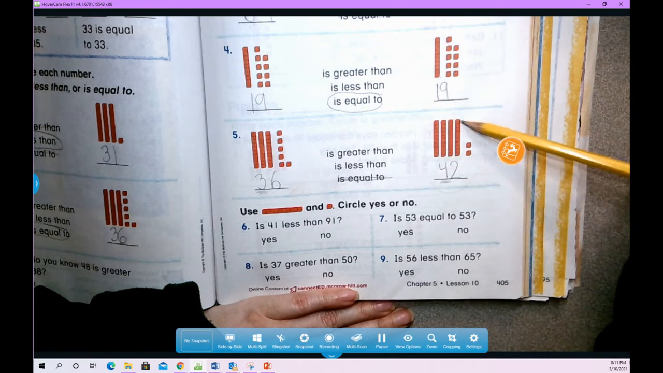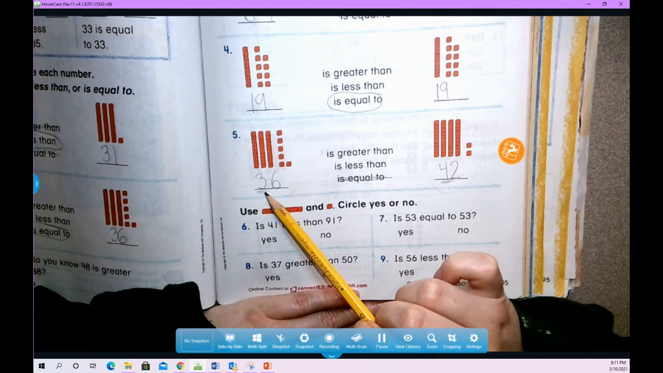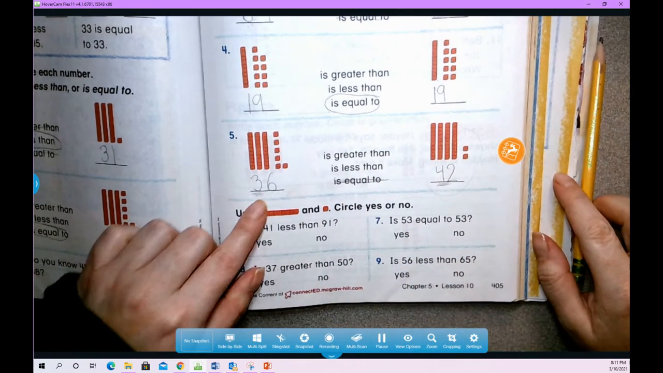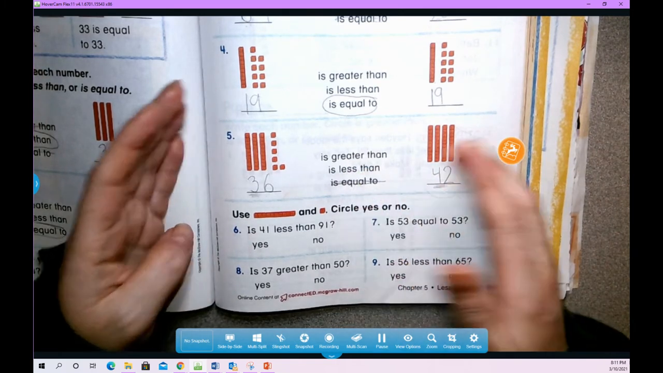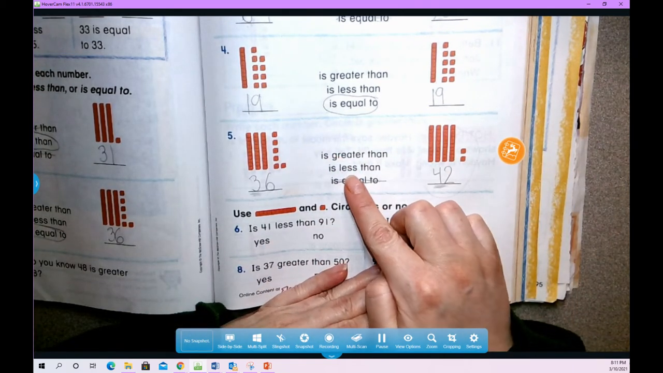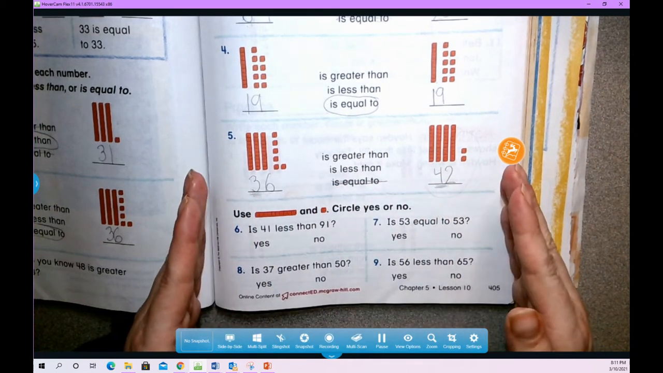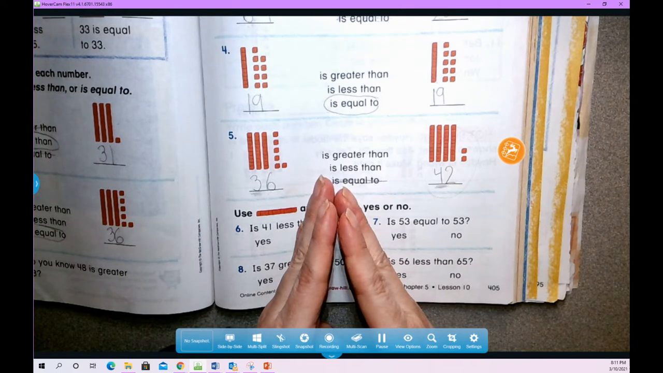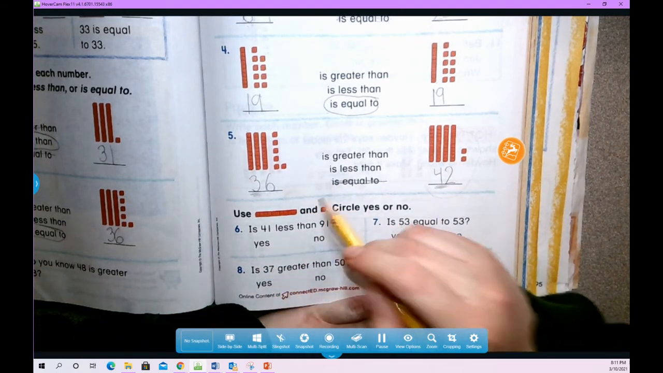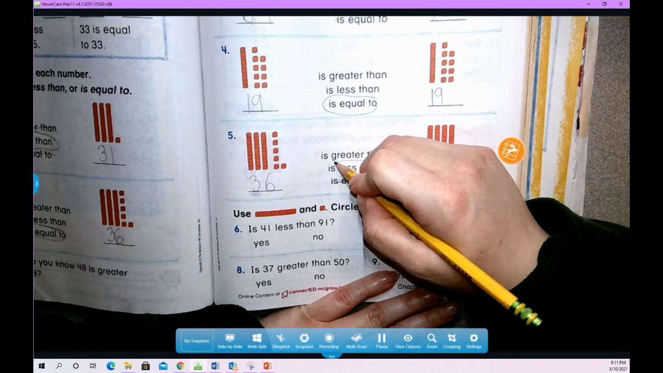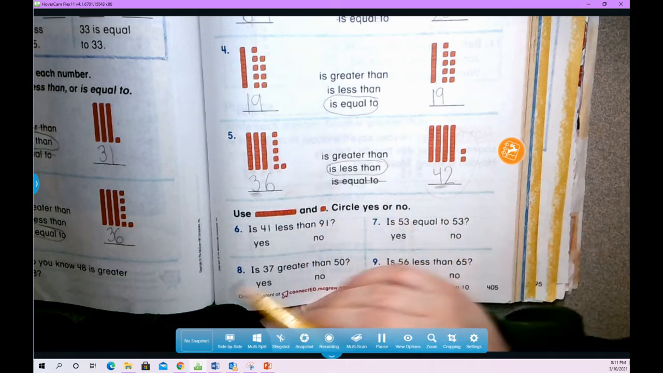Okay, this one is bigger, right? Because it has 4 groups of 10. So then that means that 36 is bigger? Is it greater than? Or is it smaller? Is it less than 42? Is 36 greater or smaller than 42? 36 is less. It's a smaller number. It has less groups of 10.